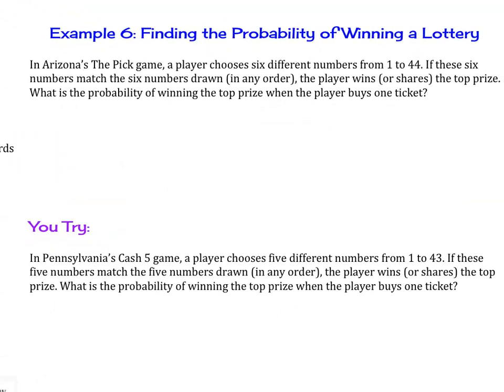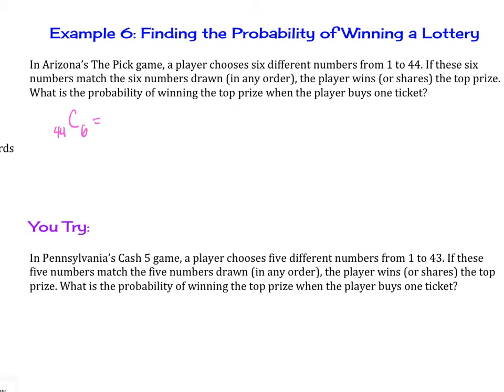Example 6, finding the probability of winning a lottery. In Arizona's The Pick Game, a player chooses 6 different numbers from 1 to 44. If these 6 numbers match the 6 numbers drawn in any order, the player wins or shares the top prize. What's the probability of winning the top prize when the player buys 1 ticket? So there are 44 different numbers, so 44, and you need to pick a perfect 6, right? That's how that's going to work.